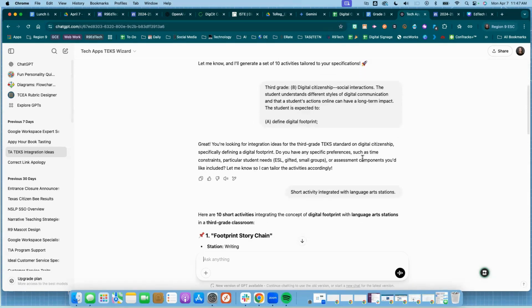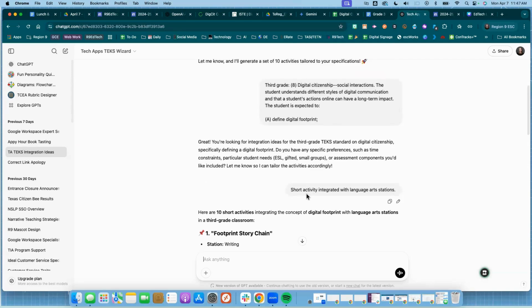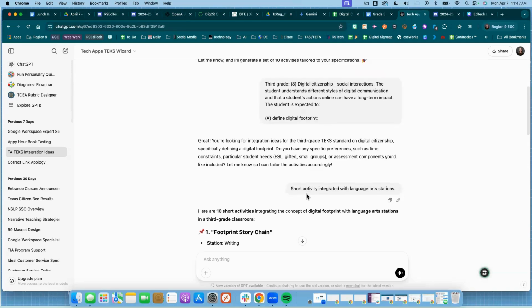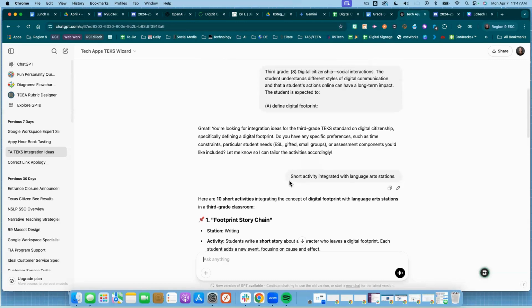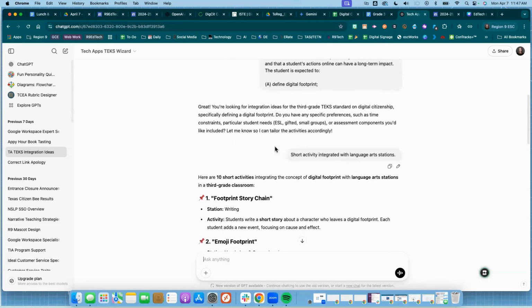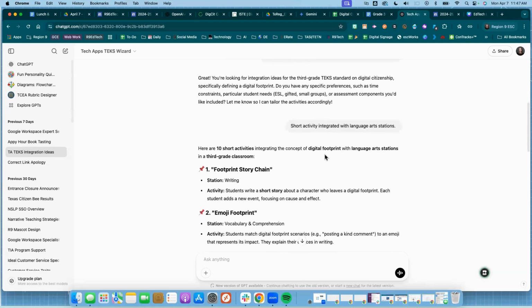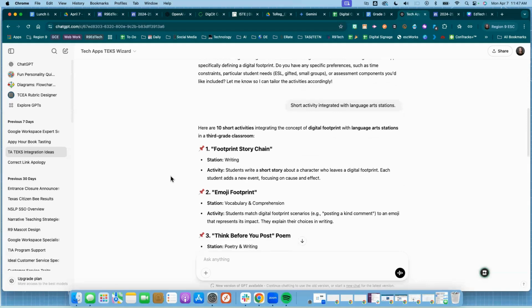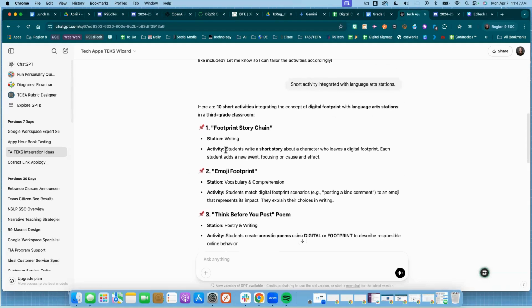And so it asked me a few more things. And I, again, purposely was just giving it a little bit of information just to see how robust it was. And it still managed to give me decent stuff. It gave me 10 short activities for that idea of digital footprint with a language arts station concept or kind of plan. And so it gave me 10 ideas. Now, they're pretty simple. Write a short story about a character who leaves a digital footprint. I think that's a great example of using language arts and the tech apps to teach that digital literacy and citizenship piece.